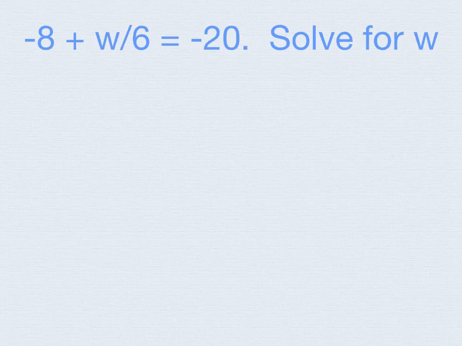Next example, negative 8, so this time negative 8 plus w divided by 6 equals negative 20. Solve for w. I always want to get rid of the constant first. Remember that the constant has no variable, so the negative 8 needs to go first.